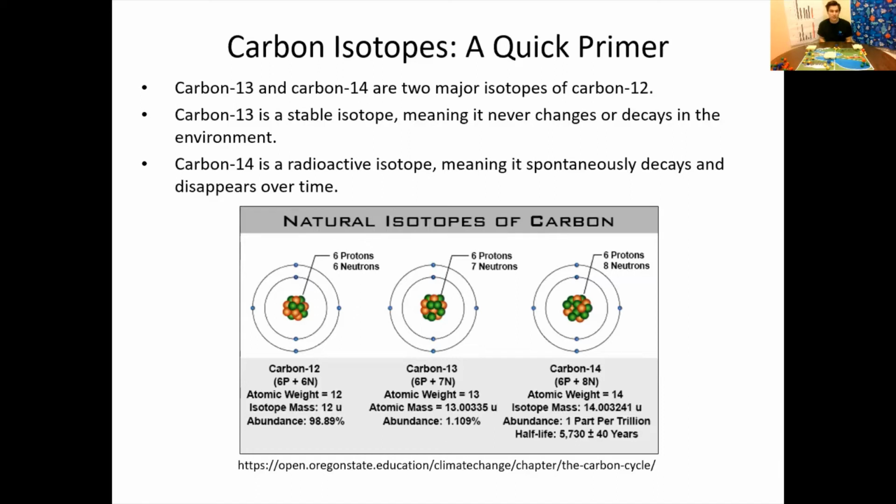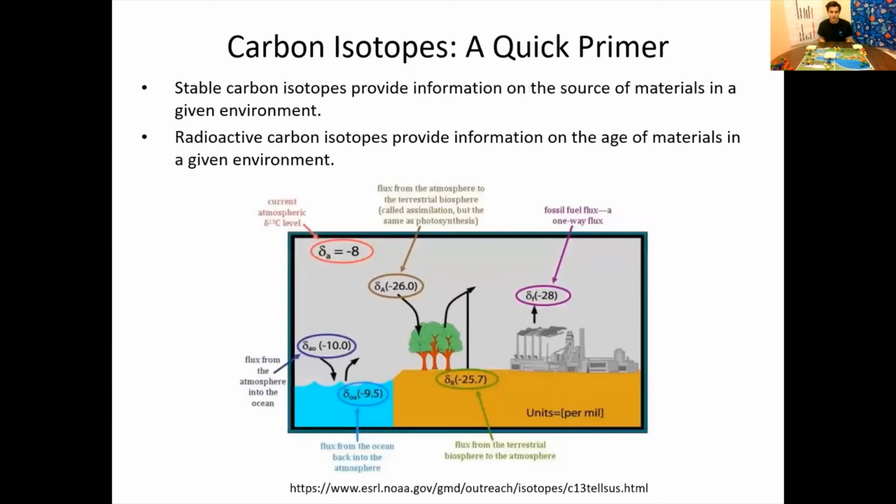Carbon-13 is a stable isotope, meaning it does not break down over time, and this provides information about the source of material in an environment. Carbon-14 is a radioactive isotope, meaning it breaks down over time and gives us an idea of the age of certain material.